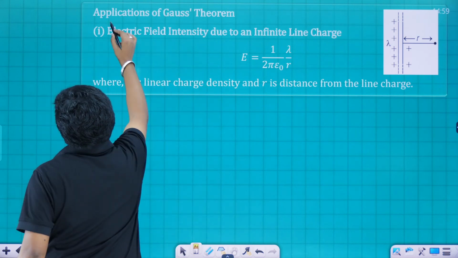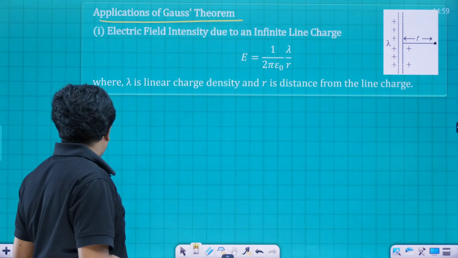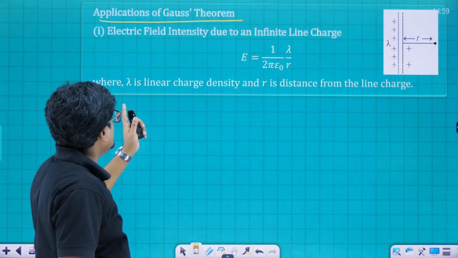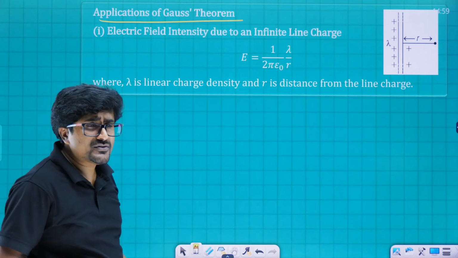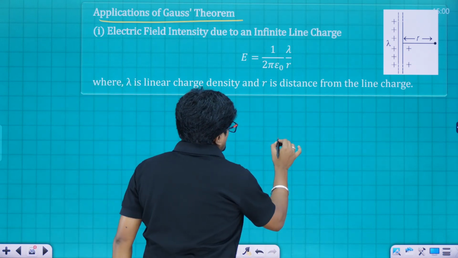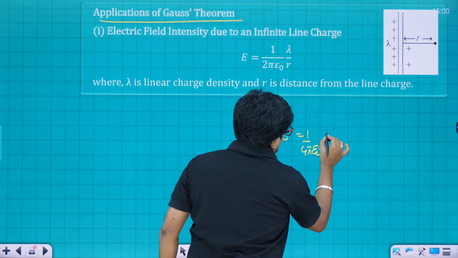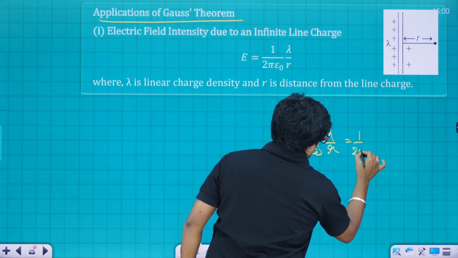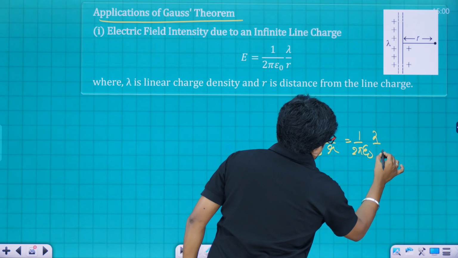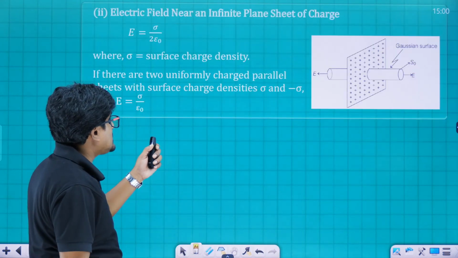Now, the next is, we are moving to the application of Gauss theorem. So here comes the first, that is electric field intensity due to an infinite long charge distribution. There, the electric field is going to be E is equal to 1 divided by 4 pi epsilon naught 2 lambda by R, or this can also be represented as 1 divided by 2 pi epsilon naught lambda by R, where lambda is the linear charge density.